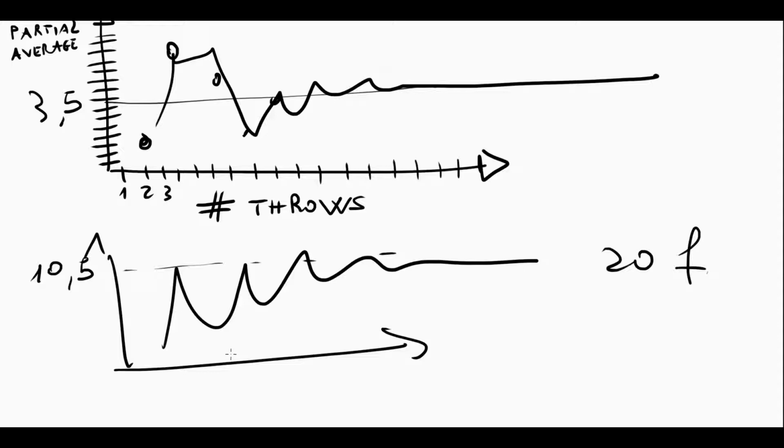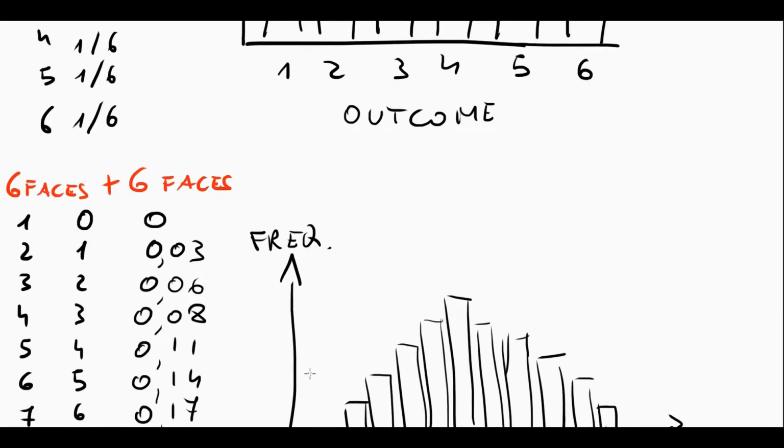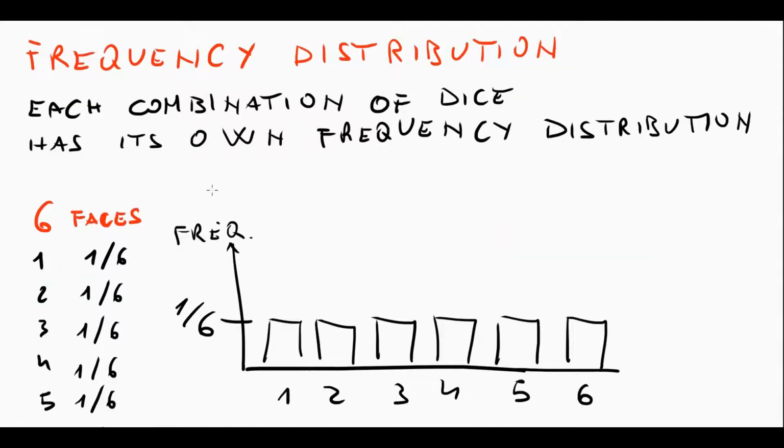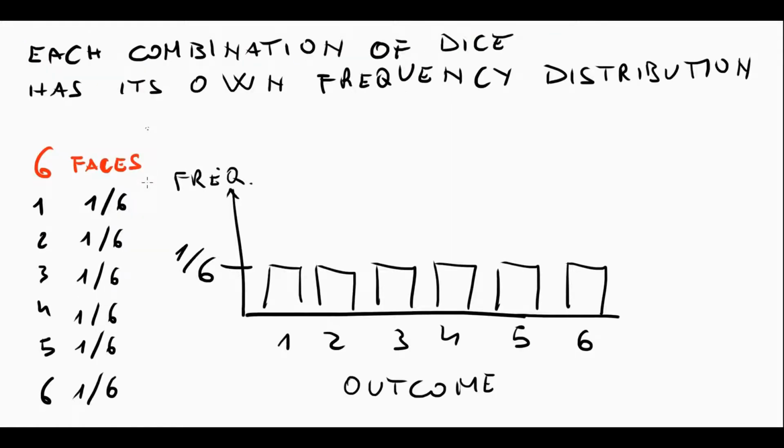We have another weapon, another tool to understand what dice we are dealing with. And this is the frequency distribution, because each combination of dice has its own frequency distribution. If we consider a 6-face die, all faces are equally likely to be observed. So the frequency distribution will look like this. All outcomes are equally probable. The histogram will look like this.